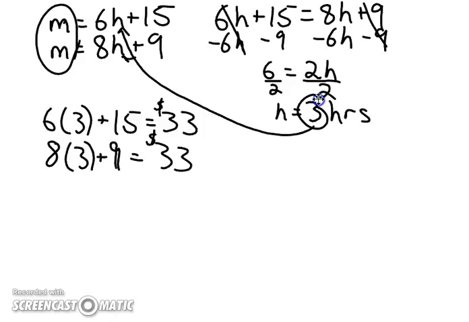So now I am ready to graph this. I'm going to make my axes. I'm going to count by 10s: 10, 20, 30, 40. And here, I'm going to count by 1.